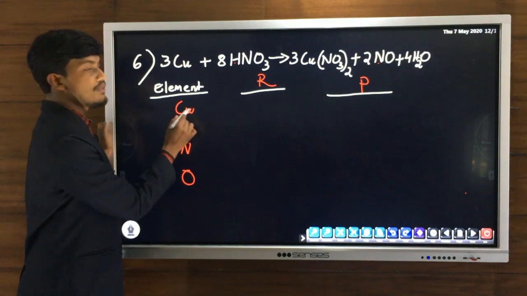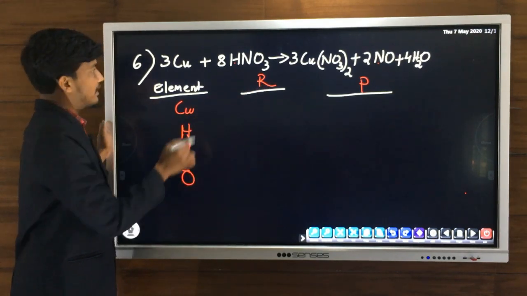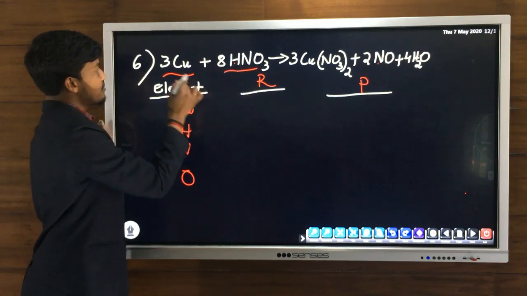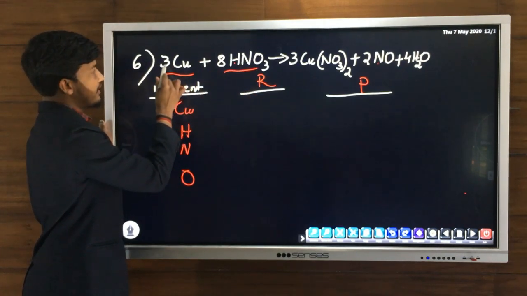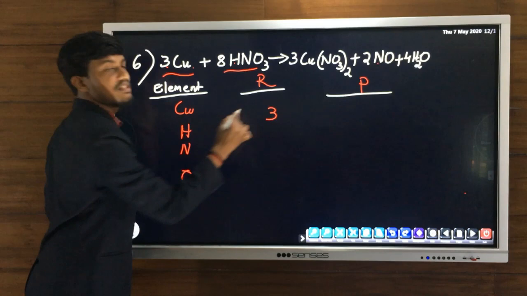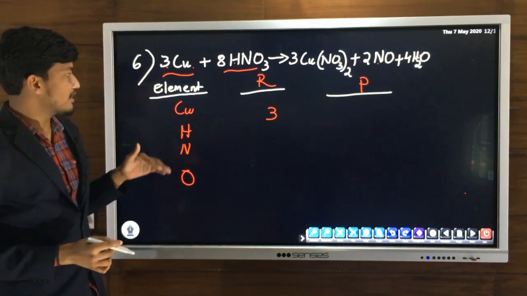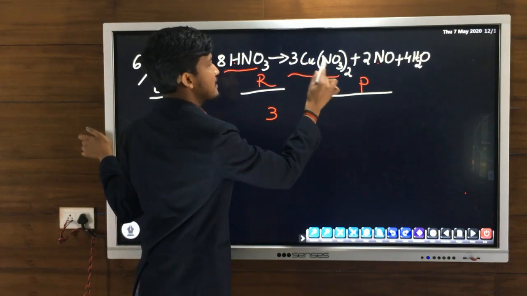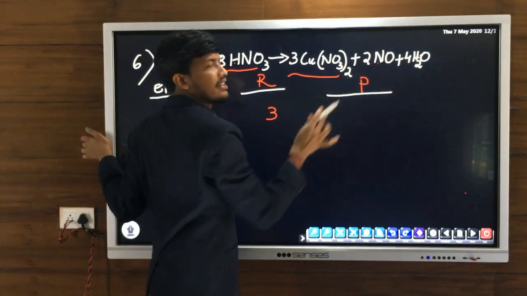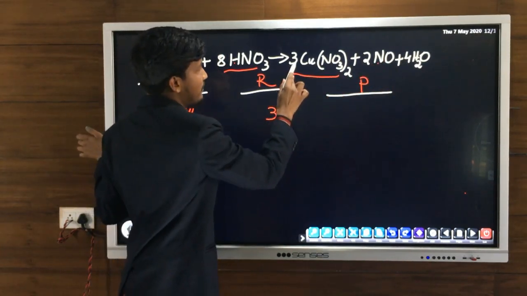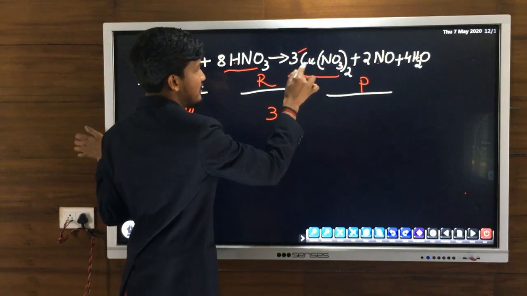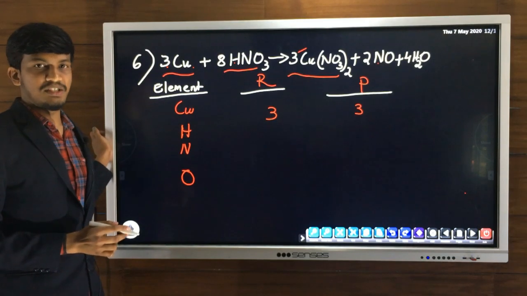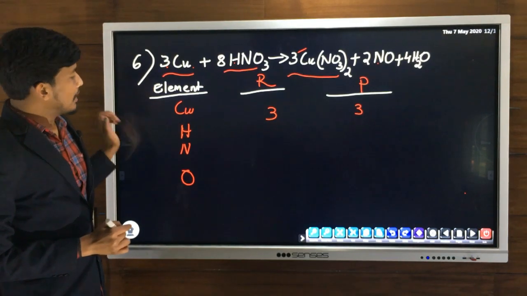First of all, we will count the number of Cu atoms on the reactant side. There is Cu in the first reactant and no Cu in the second. So the number of Cu atoms on the reactant side is 3 into 1, 3. 3 Cu atoms from the reactant side. And from the product side, Cu is in the first product. In the second and third product, no Cu atoms. So we will take only the first product. 3 into 1, 3.